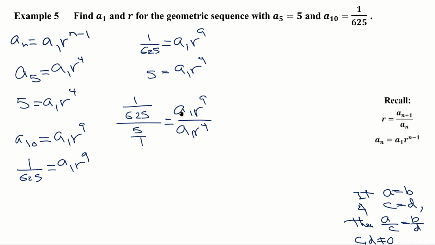So we go ahead and cancel out the a1s, and we end up with 1 over, now remember here, this is the scenario I showed you how to handle quickly before. It's going to be the outer product, which is 1 over the inner product. 5 times 600 is 3,000, and 5 times 25 is 125, so 3125. And on this other side, we end up with r to the 9 over r to the 4 because the a1s cancel out. So you just get r to the 9 minus 4, which is r to the 5. So now all I need to do is go ahead and take the fifth root of both sides.